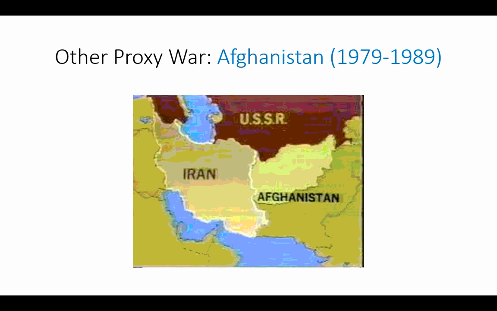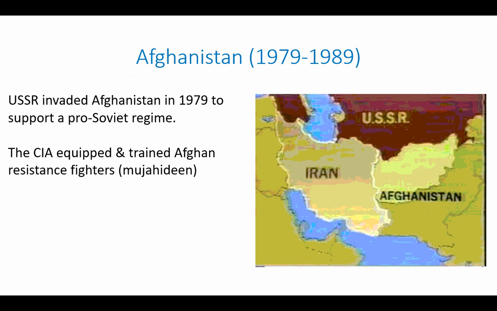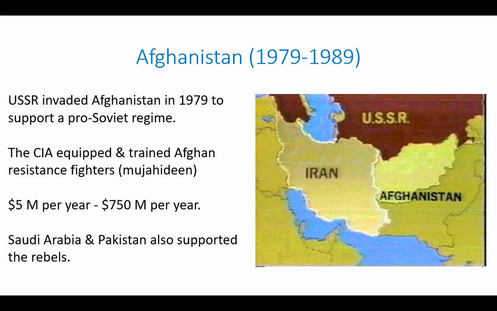And then the third proxy war, which you see on your paper, is the war in Afghanistan, which took place from 1979 until 1989. Okay, so the USSR had invaded Afghanistan in 1979 to support a pro-Soviet regime. The CIA equipped and trained Afghan resistance fighters, the Mujahideen. All right, so they went from supporting them with $5 million per year, and that went all the way up to $750 million per year.